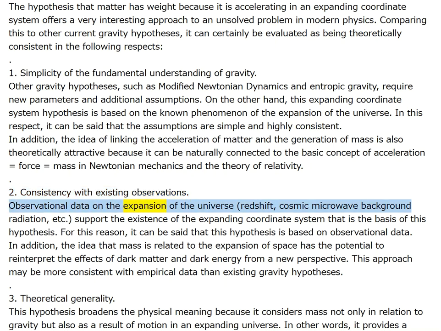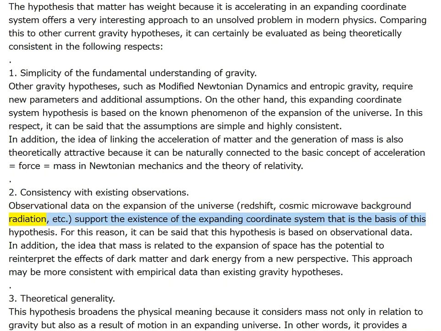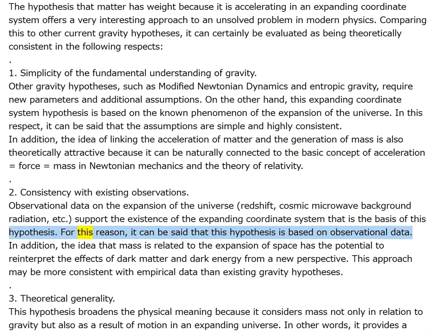2. Consistency with existing observations. Observational data on the expansion of the universe, redshift, cosmic microwave background radiation, etc., support the existence of the expanding coordinate system that is the basis of this hypothesis. For this reason, it can be said that this hypothesis is based on observational data. In addition, the idea that mass is related to the expansion of space has the potential to reinterpret the effects of dark matter and dark energy from a new perspective. This approach may be more consistent with empirical data than existing gravity hypotheses.